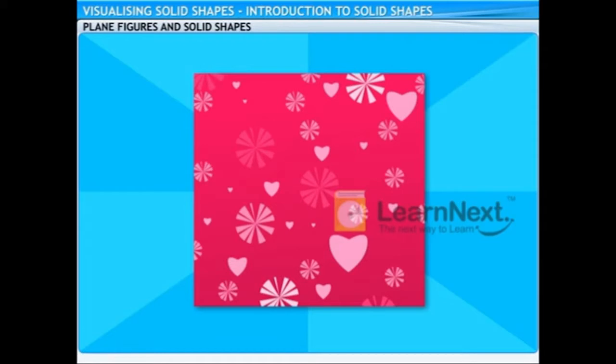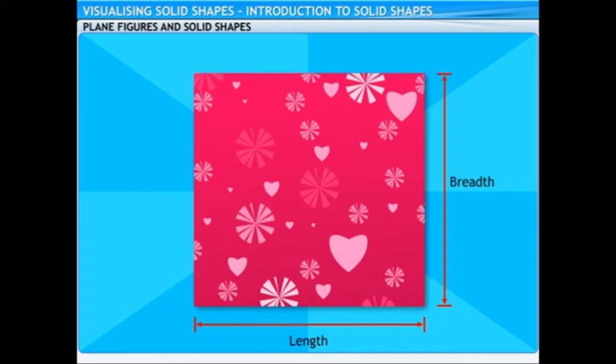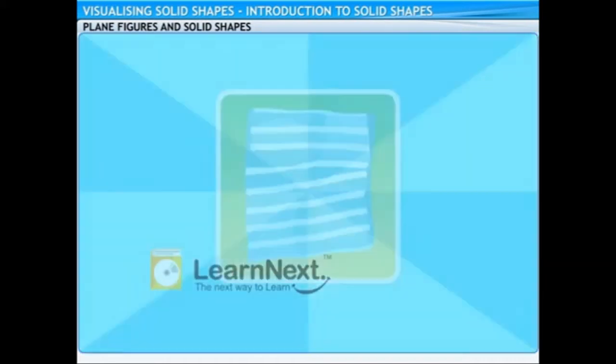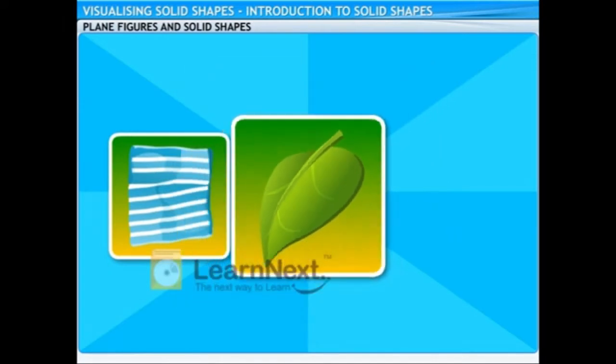Look at this sheet of wrapping paper. Can we say it has length, breadth, and height? Not really. Paper has only length and breadth, and hence is classified as a plane or 2-dimensional figure. All 2-dimensional figures have only length and breadth.